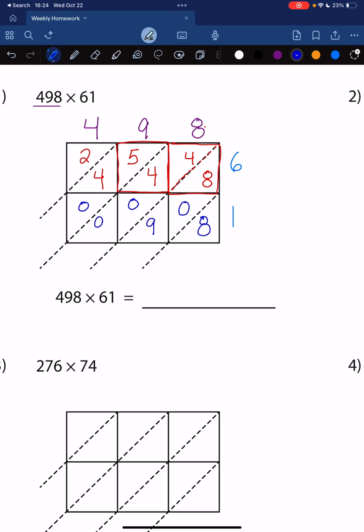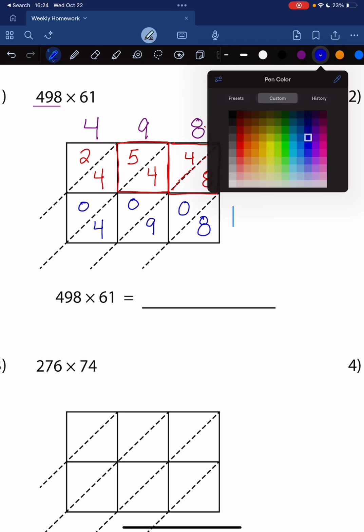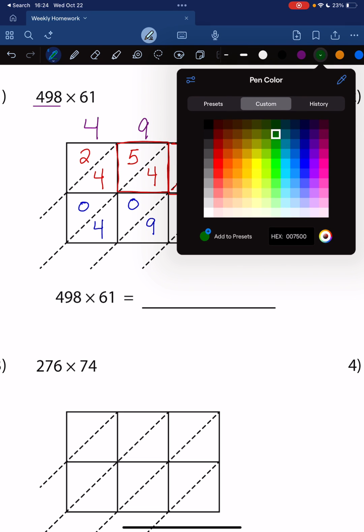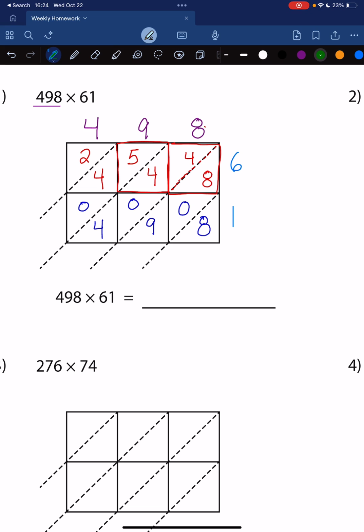And then here I have 4 and 1. Honestly, about the same. Oops. 4 times 1 is not 9. 4 times 1 is 4. Okay? All right. And now inside each of these, I am going to add them up on these vertical lines. So going this way. Okay?